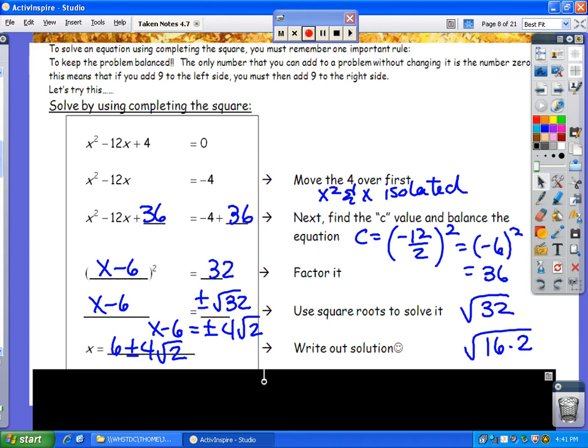All right, notice that our lead coefficient is 1. We can only complete the square if our lead coefficient is 1. So let's find out what to do if we don't have a lead coefficient of 1.